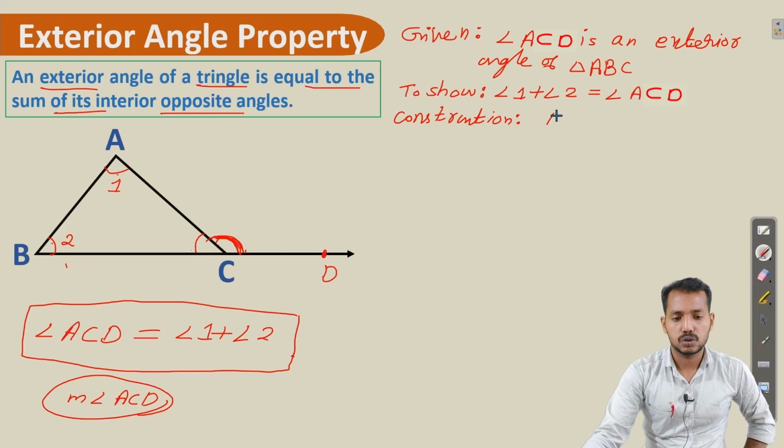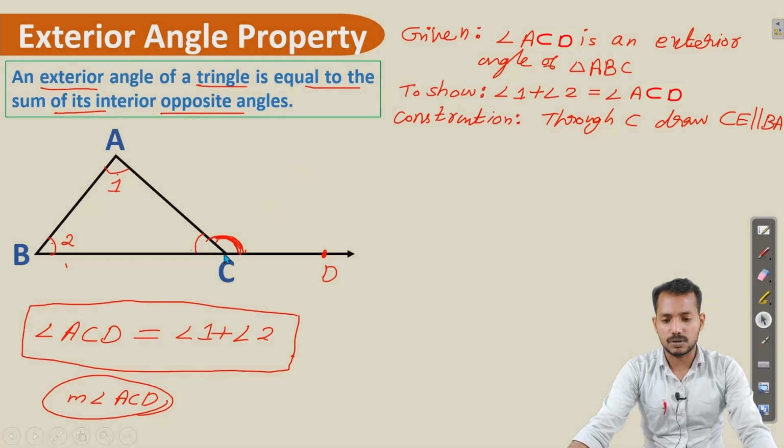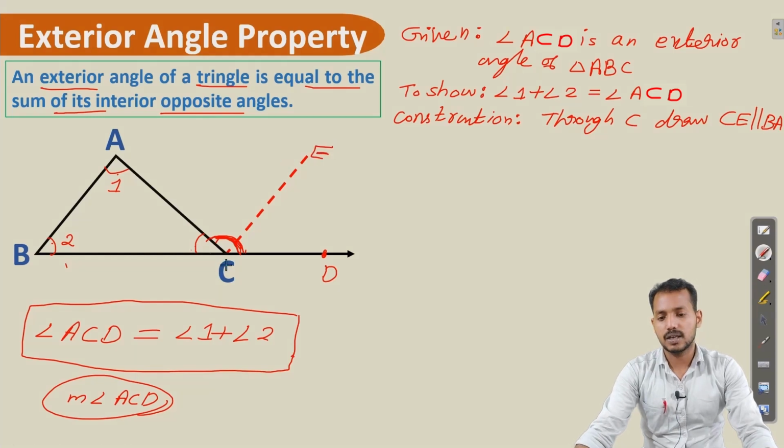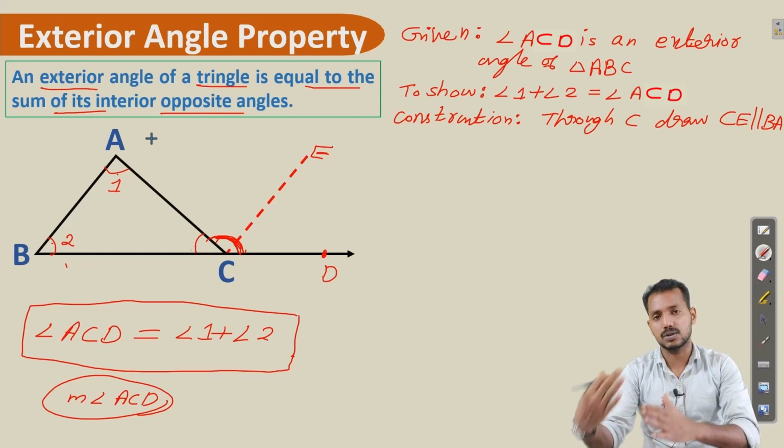Construction: through C, draw CE parallel to BA. Through this C I am going to draw a line parallel to BA. That is the endpoint, we can give it as E. So here CE is parallel to BA. That is what I have constructed, I have drawn.